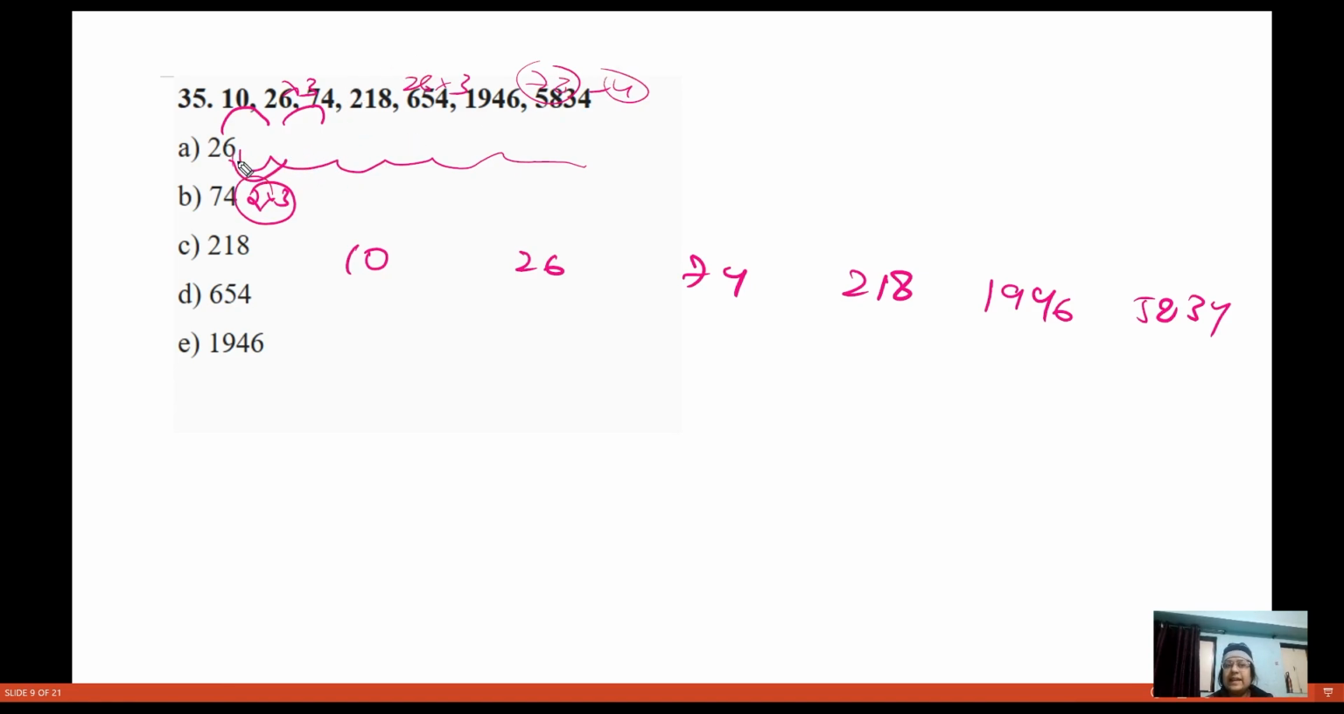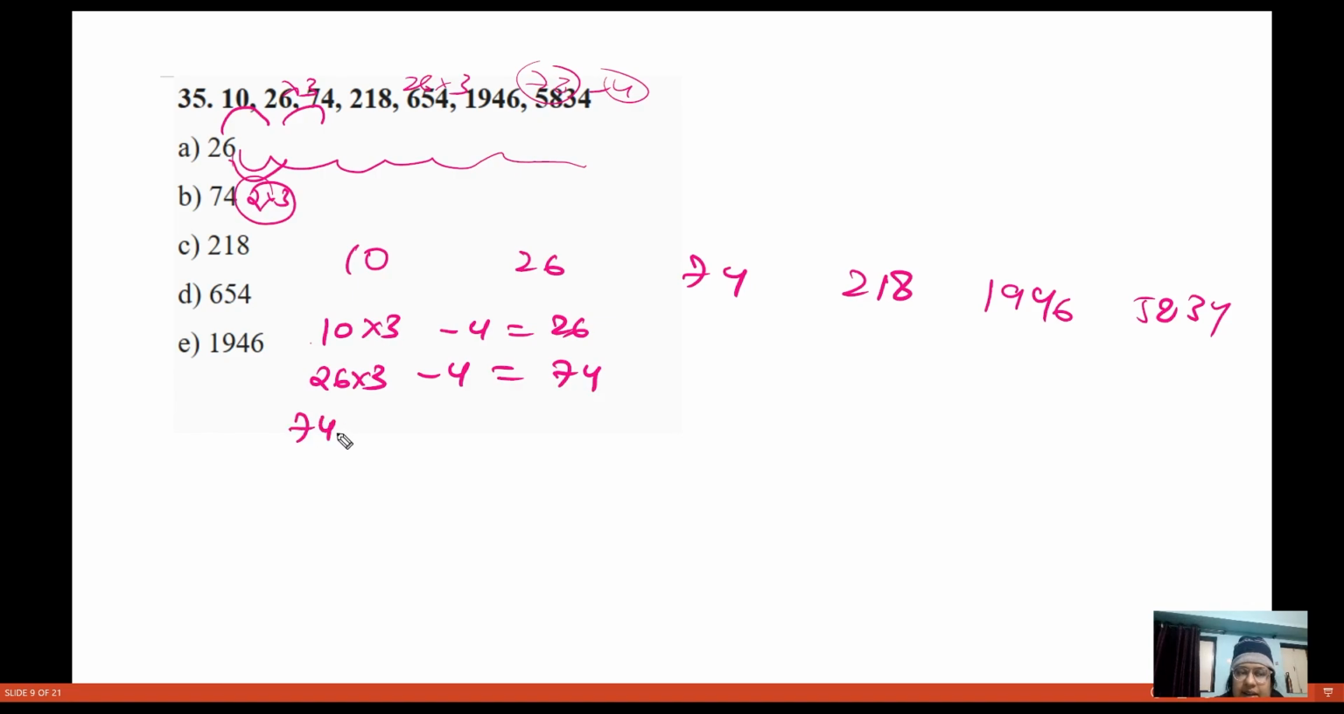Why? Because 10 into 3 is 30, and 30 minus 4 is 26, and 26 into 3 is 78, and 78 minus 4 is 74. So we get the logic that we are multiplying this by 3. Now we have to find the wrong number here. Okay, so let us check which one is the wrong number. So go very easily. 10 into 3 is 30, minus 4 is 26. 26 into 3 is 78, minus 4 is 74.